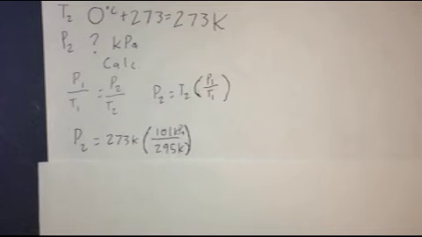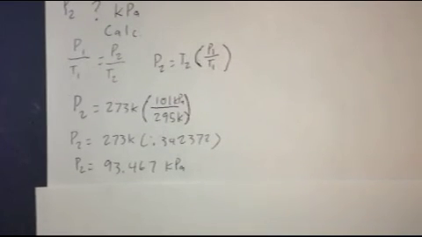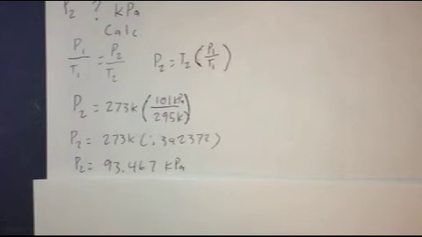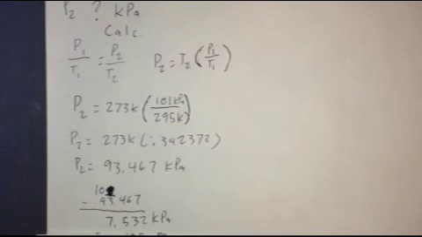We then use simple algebra to solve. And we find the final pressure is 93.467 kilopascals. But we're not done yet. We need to find out exactly how high he can go up. So to do that, we take the initial pressure, which is 101 kPa, and subtract 93.467 kPa from that, and we get 7.532 kilopascals.